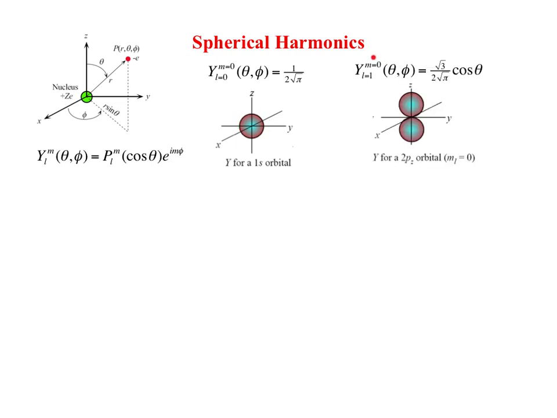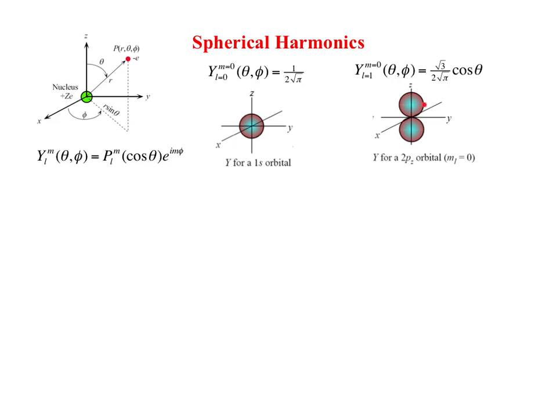When m equals 0 and l equals 1, the spherical harmonic depends on cosine of theta. Theta equals 0 along z, and so cosine of theta is 1, and cosine of theta then decreases as theta moves towards pi over 2 at y. Within the xy plane, cosine of theta is 0, and then cosine of theta becomes negative as we move to the minus z direction.